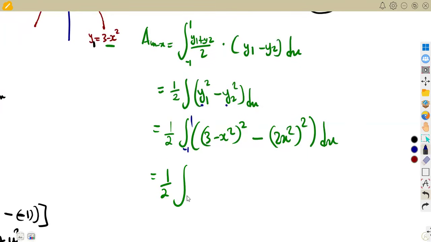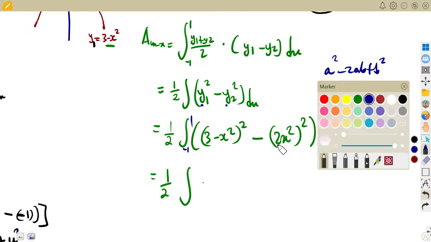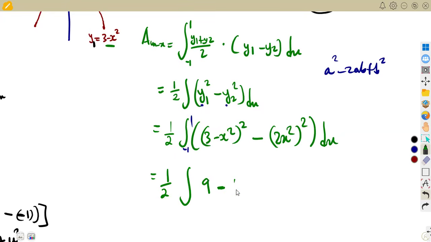So this is -1 to 1. All right, now we are integrating here. Let us integrate. All right, before that, we're going to expand before integrating. All right, like this. So this here, if you expand your brackets, remember from that identity of (a minus b) squared, which gives us a squared minus 2ab plus b squared, you are going to get 9 minus 6x squared plus x to the exponent of 4.